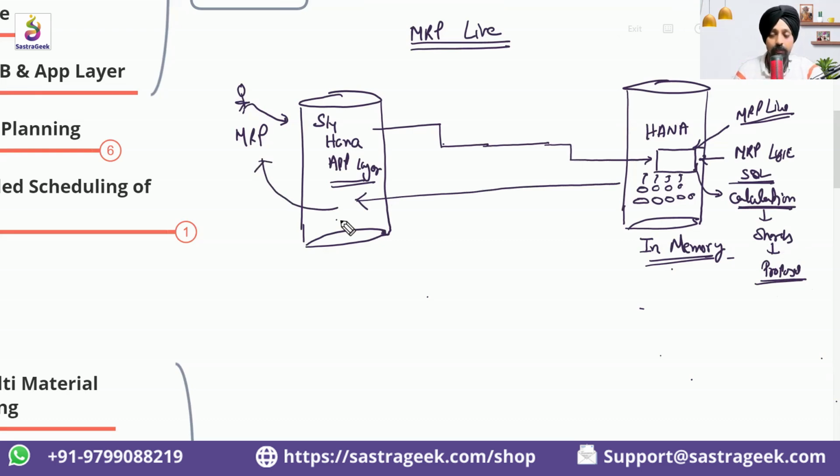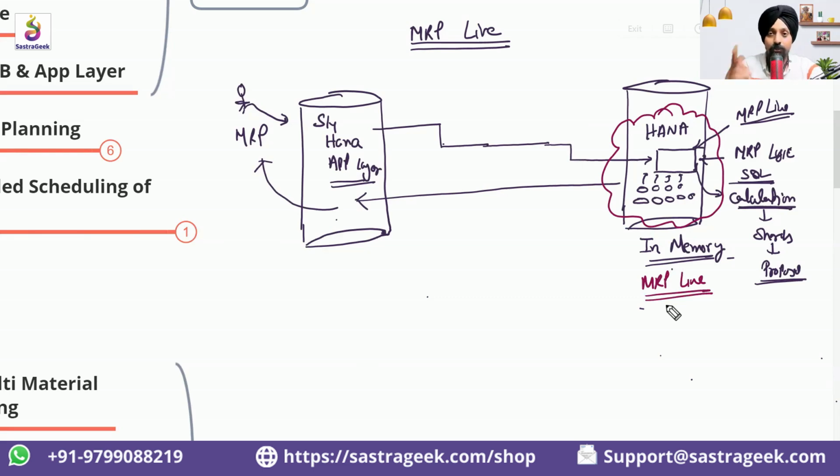So in a nutshell, everything happens in the HANA database system. The to-and-fro movement between the application layer and your database system has been reduced. That's why, because of this architectural change and because of the HANA database, MRP Live works very fast.